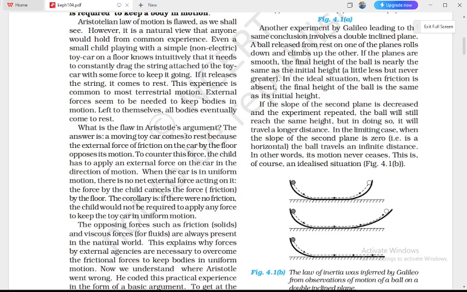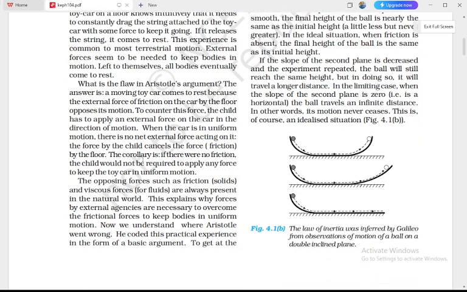What is the flaw in Aristotle's argument? The answer is a moving toy car comes to rest because the external force of friction on the car by the floor opposes motion. To counter this force, the child has to apply an external force on the car in the direction of motion. When the car is in uniform motion, there is no net external force acting on it. The force by the child cancels the force of friction by the floor. The corollary is, if there were no friction, the child would not be required to apply any force to keep the car in uniform motion.